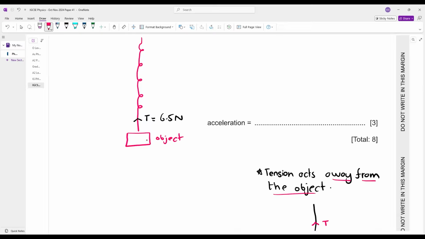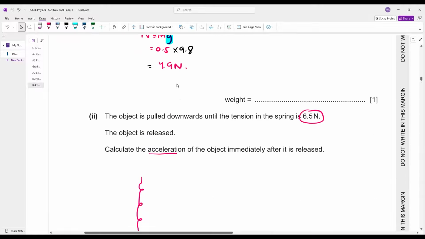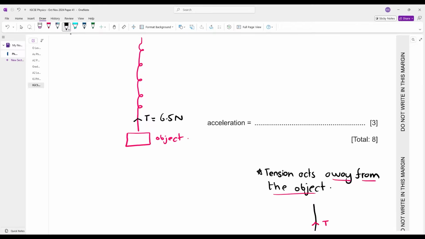What is the weight of this object? 4.9. You have a downward weight of 4.9 Newton. Can you calculate the resultant force, beta? In the upward direction you have 6.5, in the downward direction 4.9. 6.5 minus 4.9, what will the resultant force be? 1.6 Newton is your resultant force.